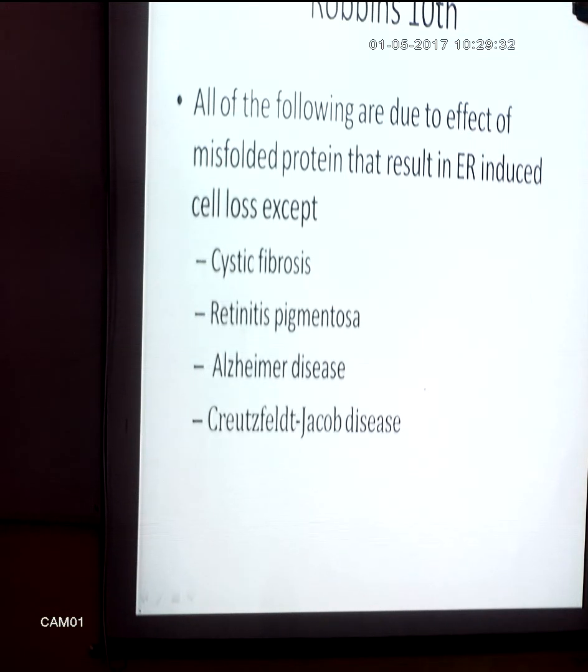So I have designed an MCQ based on the new changes in Robbins. All of the following are due to the effect of misfolded protein that result in ER-induced cell loss except. This is entirely a new question because this concept of ER-induced cell loss is a new one. I'll tell what it is.